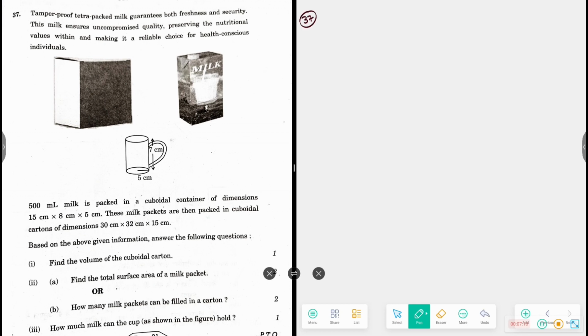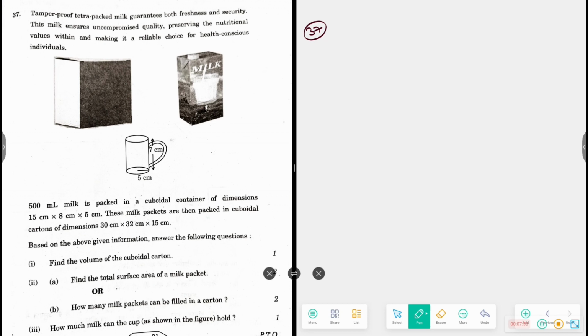Here what is given. Now let's see another question from surface areas and volumes. Question number 37. Here the question is given about a cuboidal milk packet, a cuboidal carton box, and one more, a cup. 3 solids are given. Now questions are given related to the 3 solids. Now the first question is to find the volume of the cuboidal carton.